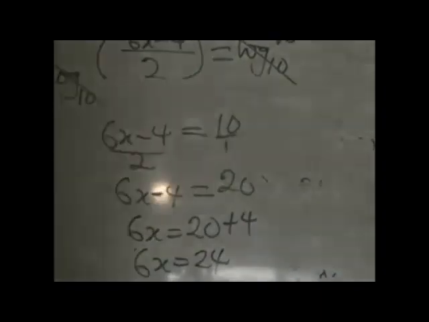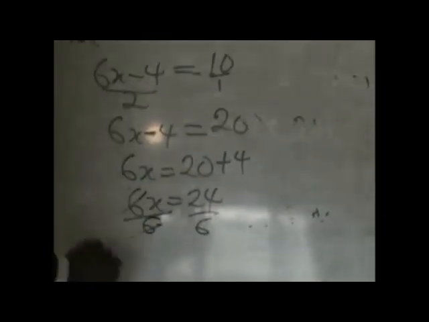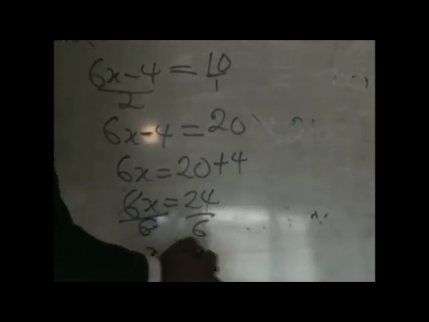But in the question we are asked to solve for the value of x. So what you simply do is to divide both sides by 6 to get the value of x. So 24 divided by 6 will give you 4. So our correct answer for the value of x in this expression is option C. Do you understand?